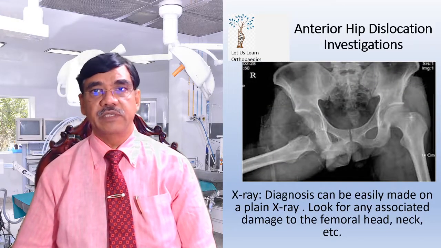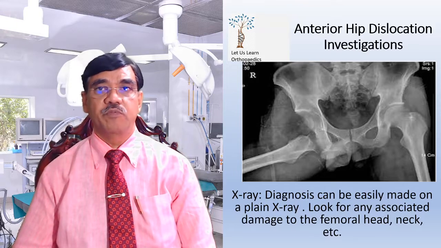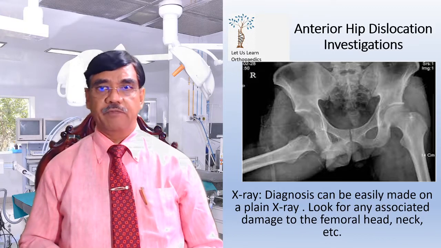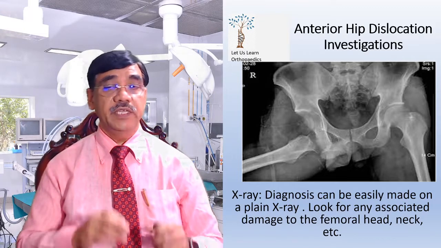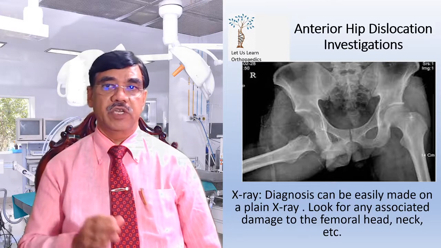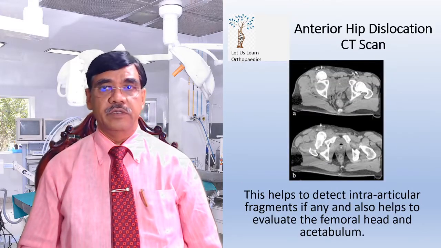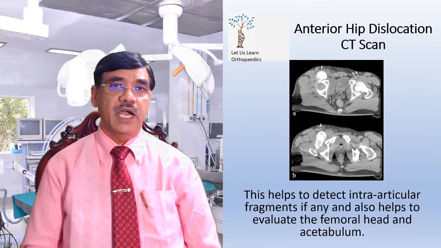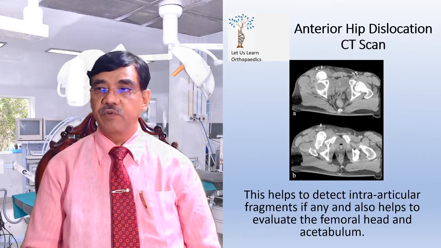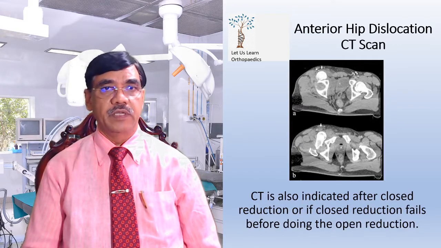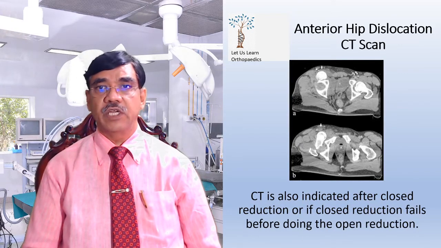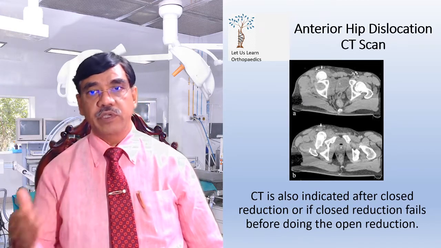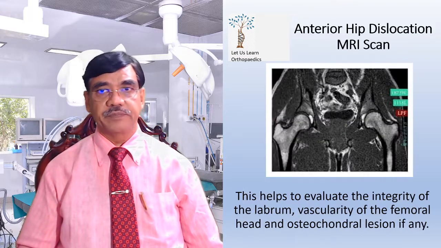Investigation-wise, the X-ray is the most important investigation. Diagnosis can be easily made on the plain X-ray. We have to look for any associated damage to the femoral head, neck, etc. The CT scan helps to detect intra-articular fragments, if any, and also helps to evaluate the femoral head and the acetabulum. CT scan is also indicated after the closed reduction, or if the closed reduction fails, before going for the open reduction.